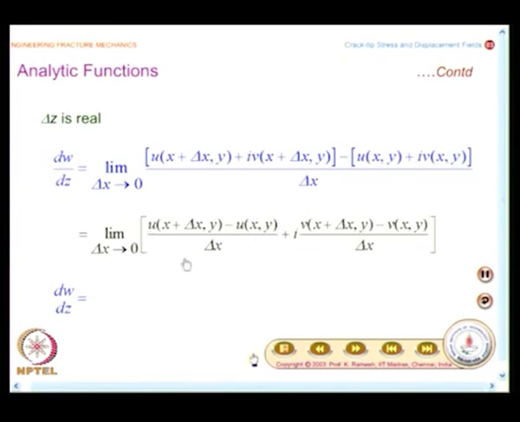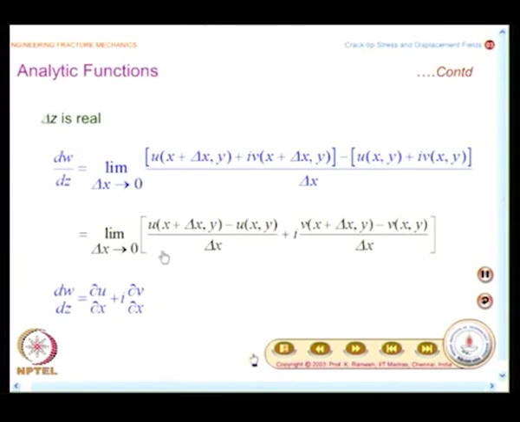And these could be written comfortably from the basic definition of how you write differentials. You are having this as u of x plus delta x comma y minus u of x comma y. So, when the limit delta x tends to 0 is satisfied, I can simply write this as dou u by dou x. I can simply write this as dou v by dou x. So, what you get here is dw by dz becomes equal to dou u by dou x plus i dou v by dou x. We are taking a case when delta z is real.